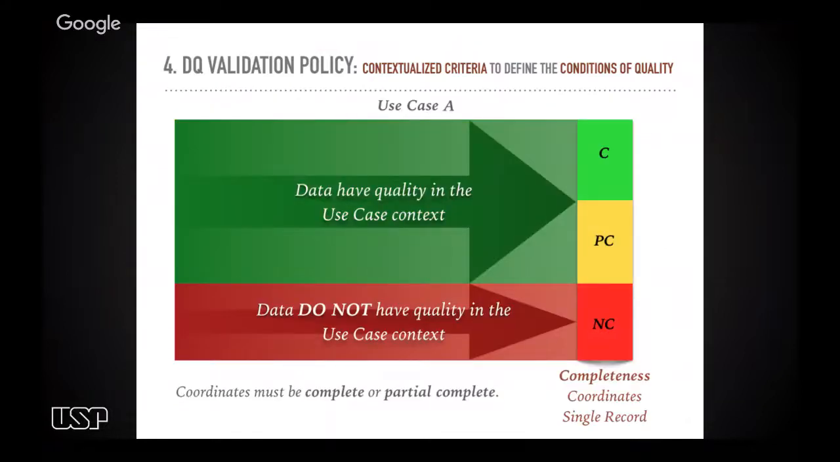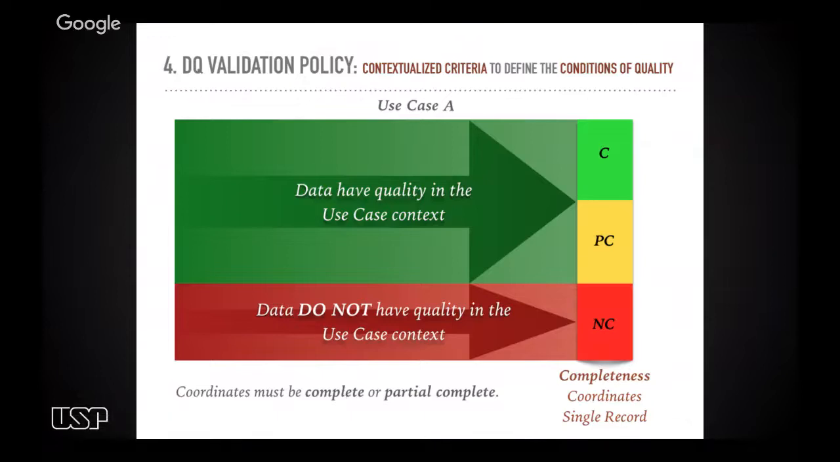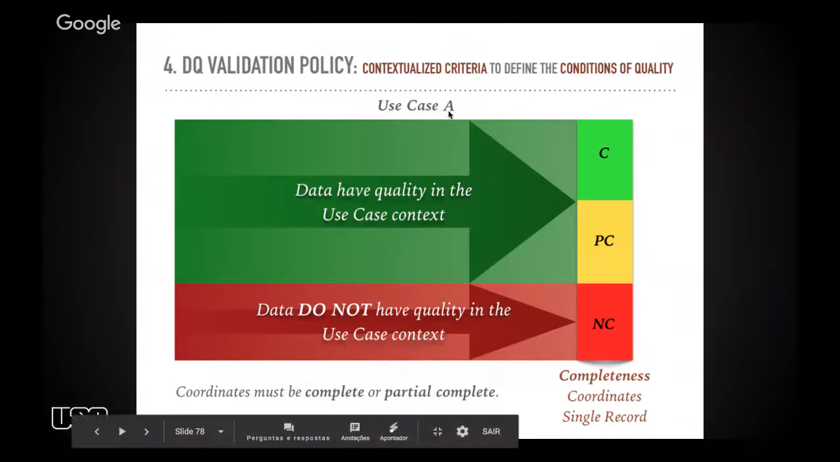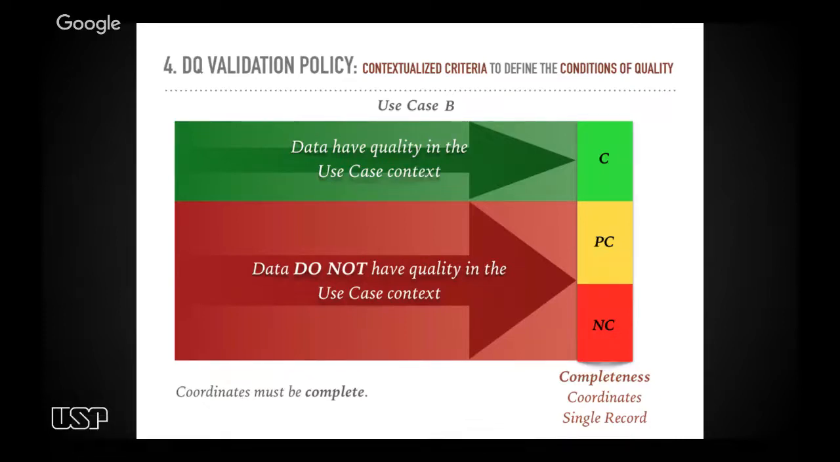So let's say in use case A, in the specific context, I would say that coordinate must be complete or partial complete for being used. But in a different use case, let's say use case B, I would have that coordinate must be complete to be fit for use. So you may have the same measure, but with different criteria depending on your use case.